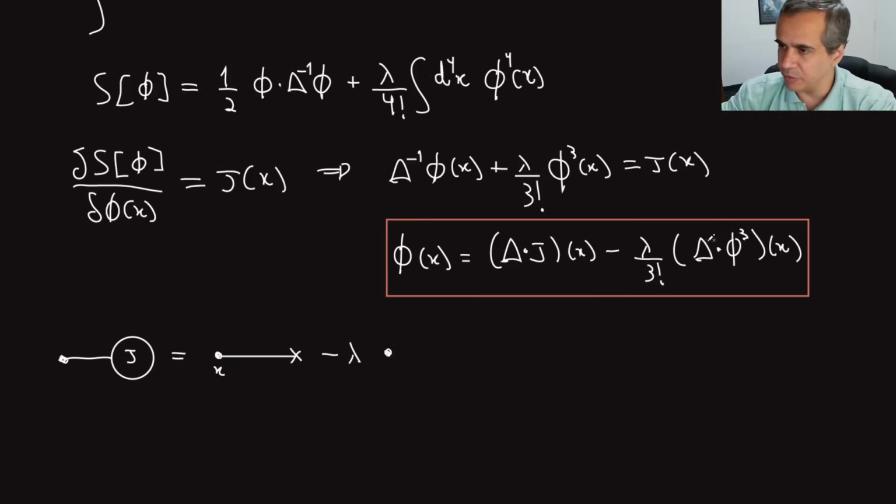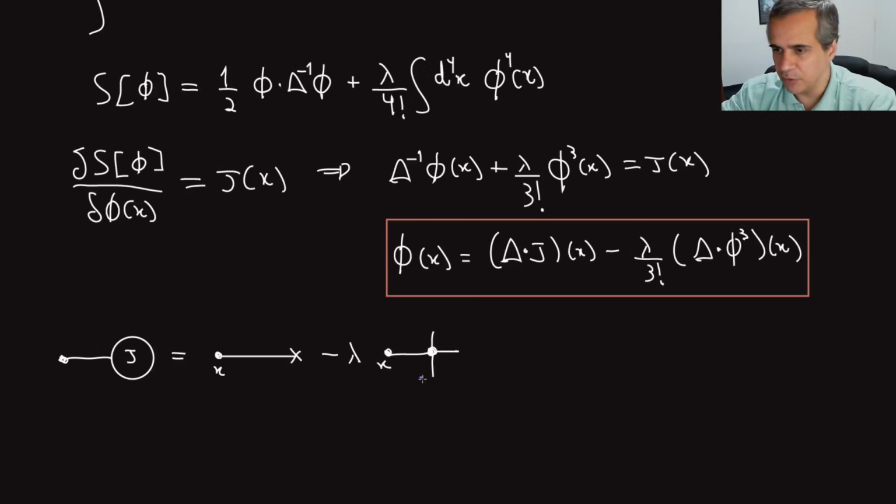There's a propagator that goes from x to a point that is integrated over. That's where the vertex is, right? And I have at that point 3 times the classical field, this phi, which is the same as this guy. So I'll indicate it like that. That's the whole series again.